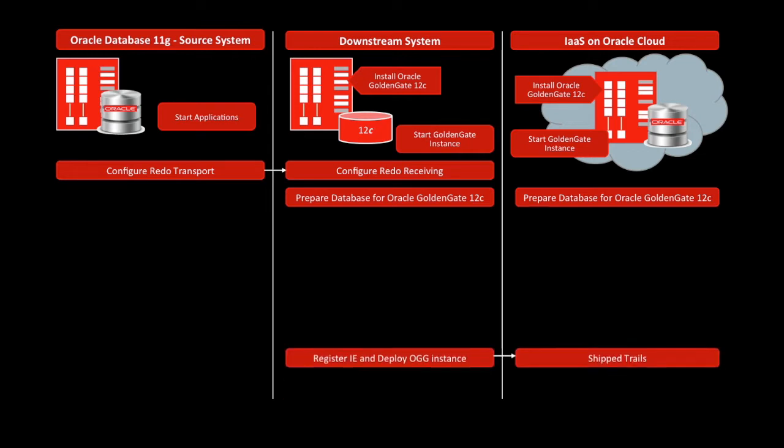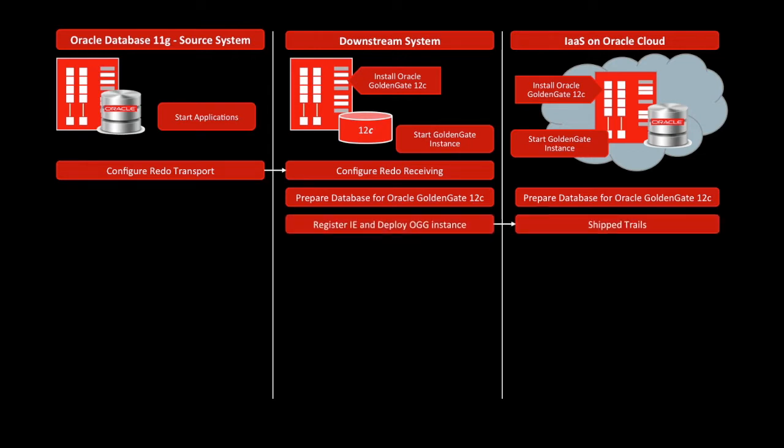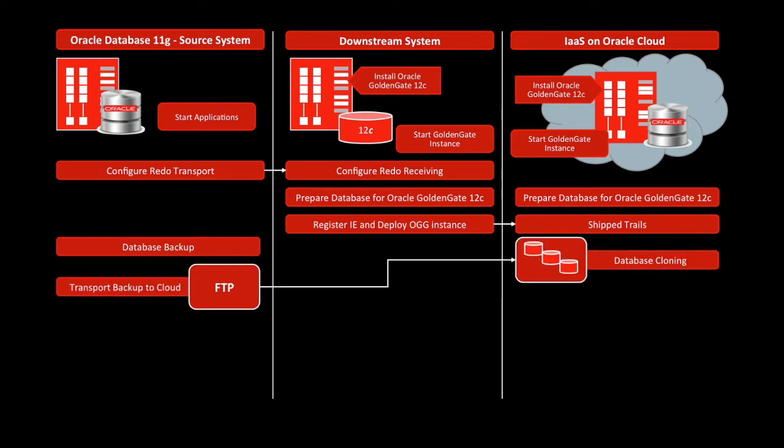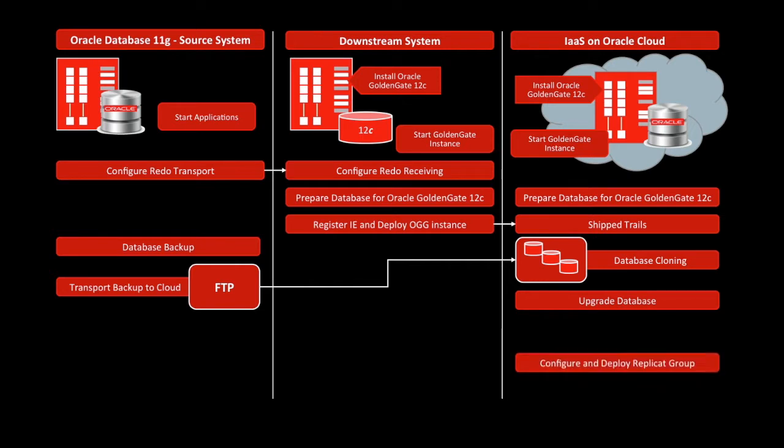Using Recovery Manager, we perform the entire database backup, which will be used for database cloning. And through FTP, we will transport the backup from the source to the target running on Oracle Public Cloud. Cloning the database is done as an online operation. Then we will use the Database Upgrade Assistant to upgrade the cloned database. Configure and deploy the apply group on the target.